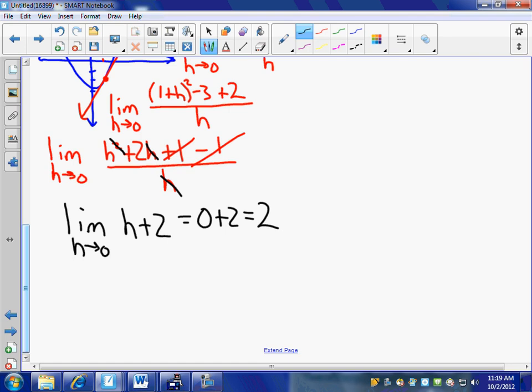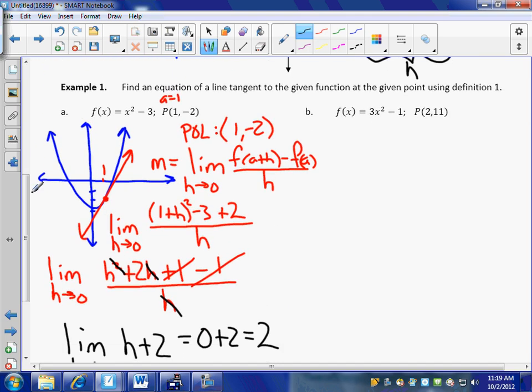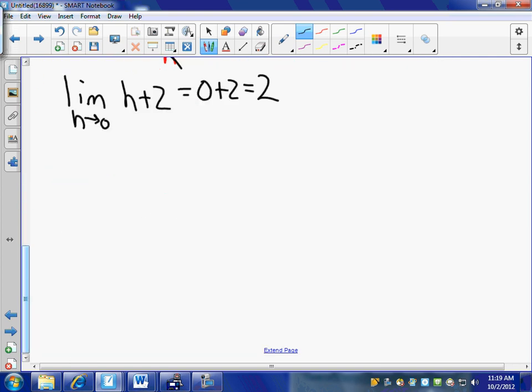So I've just answered the question, what is the instantaneous rate of change? What is the slope at that one spot? It is exactly 2. So the slope is 2. Can I now write my equation for my line? I can. Let's finish that off. I have (1, -2) as the point on the line, and I have m equal to 2.